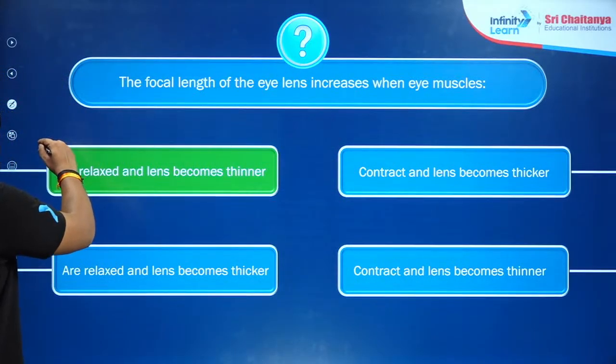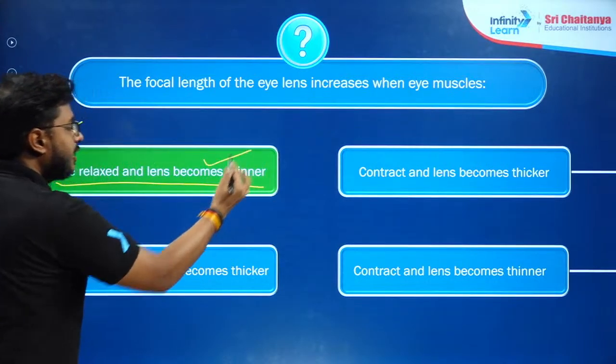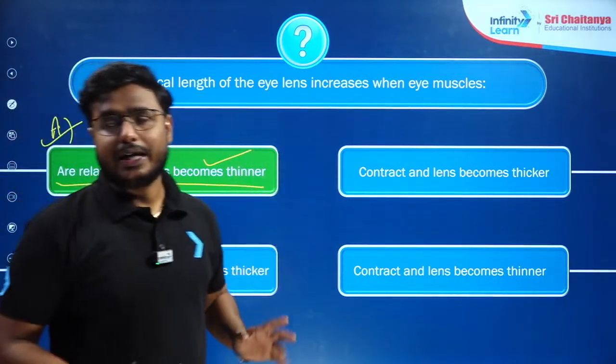करेक्ट आंसर बच्चों यहां पे डेफिनेटली ए पार्ट होगा, व्हिच इज व्हेन द आई मसल्स आर रिलैक्स्ड एंड लेंस बिकम्स थिनर, द फोकल लेंथ गॉट इंक्रीजेस देयर.